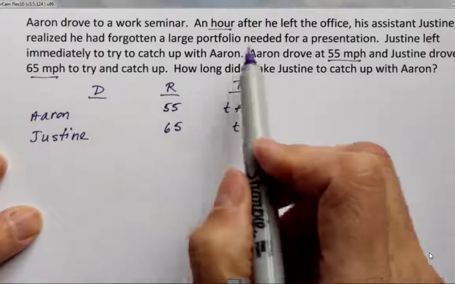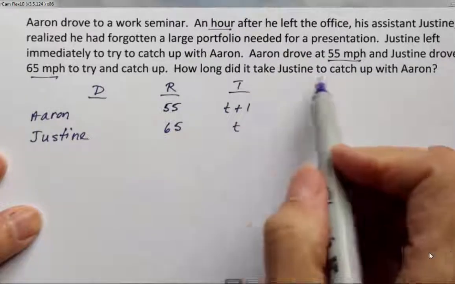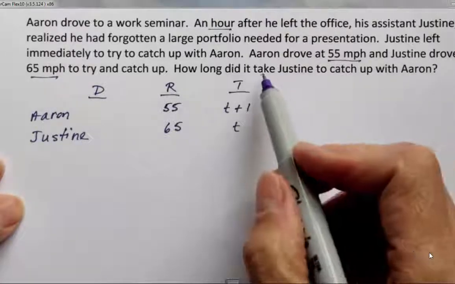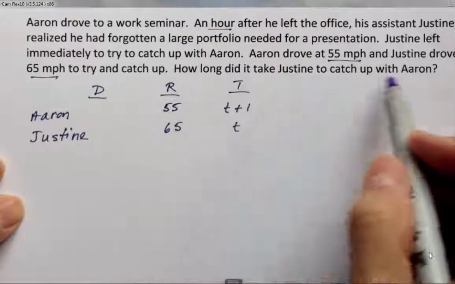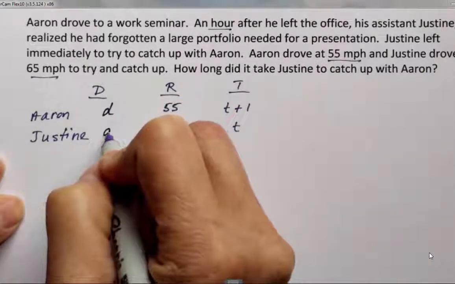Well, they're both going to be going the same distance because they're going to catch up with each other. Justine's going to catch up with Aaron, and we're asked how long it's going to take. So that means that they're going to be going the same distances. So we're just going to say that it's some distance d for both of them.